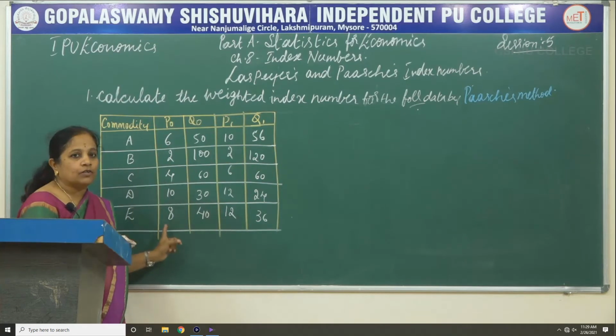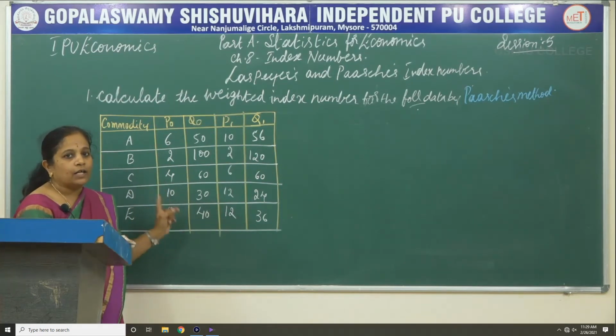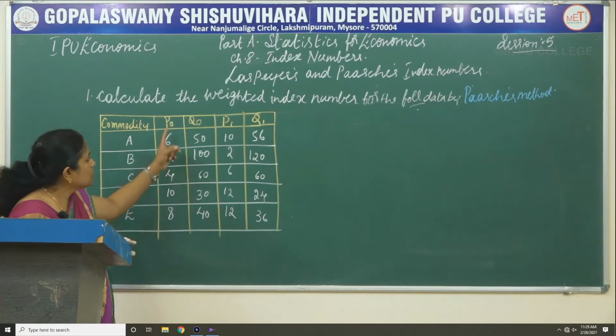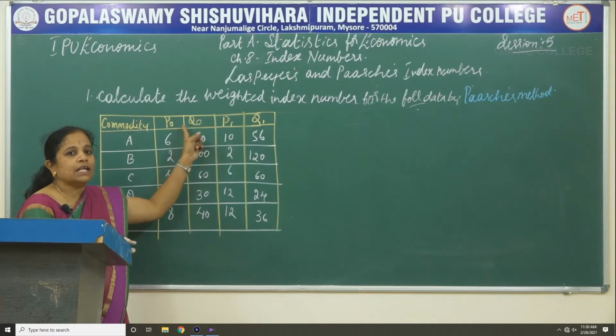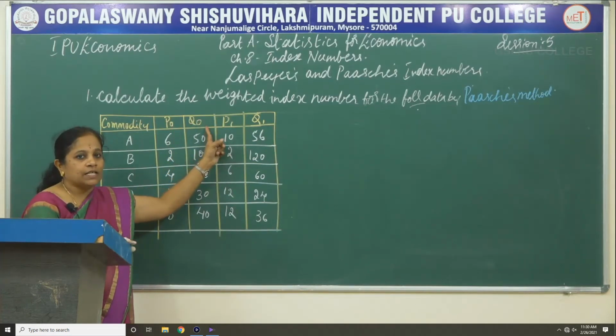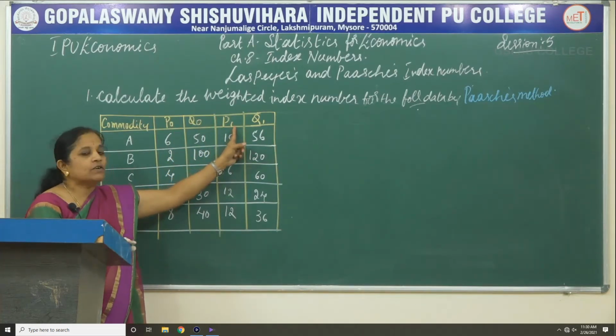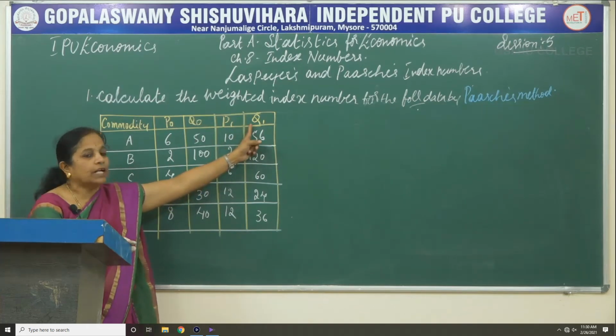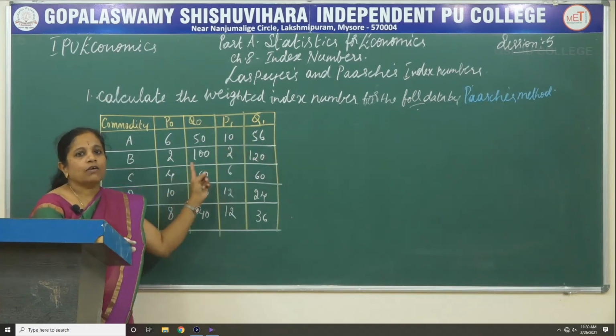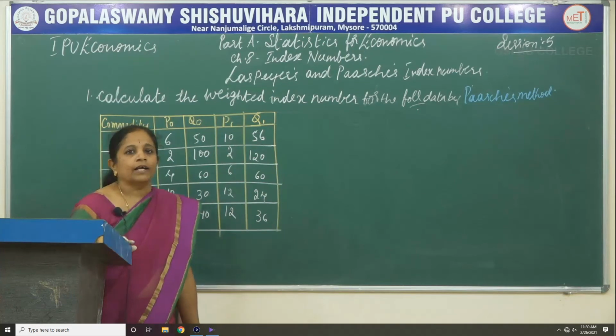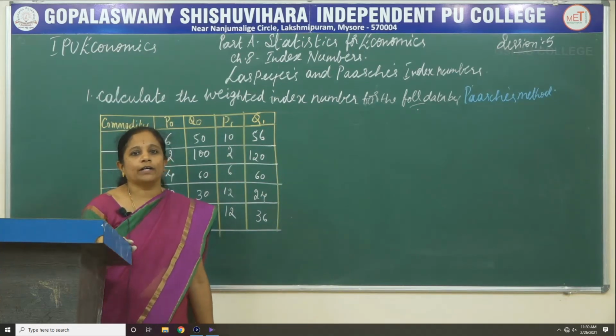Here in this particular question they have given the prices and the quantities of the current year and the base year of 5 products. So the price of the base year and the quantity of the base year is given, the price of the current year and the quantity of the current year is given here. So now let us apply the formula and calculate whatever is required.